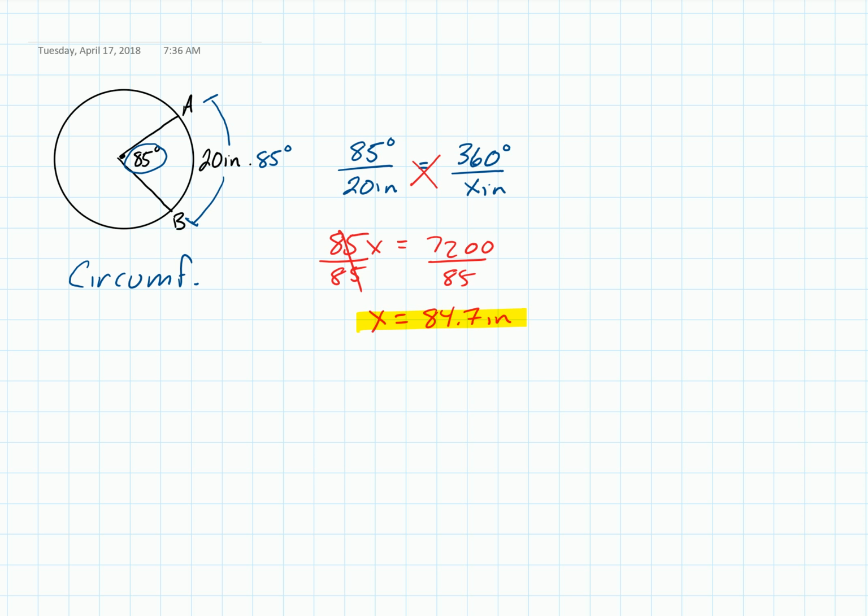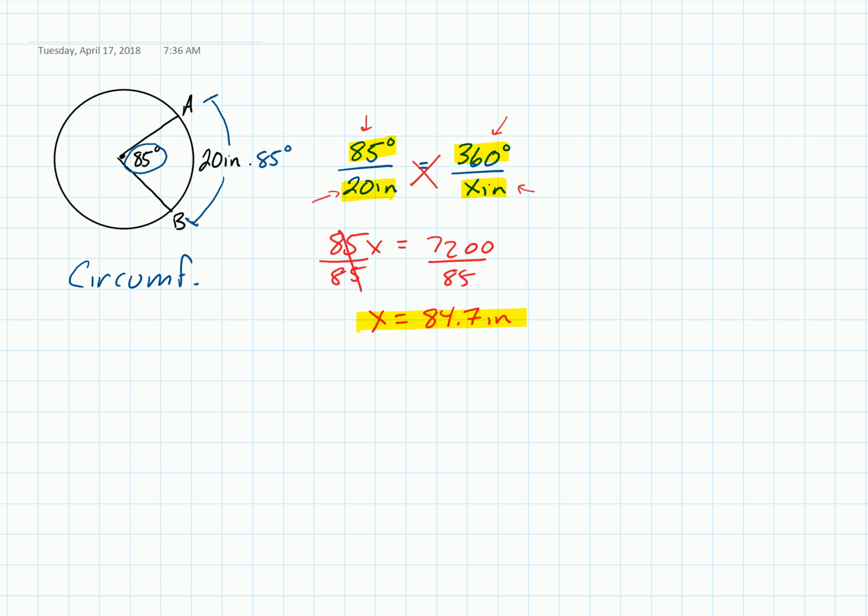Just remember, you're reading this like 85 degrees of the circle is this much, so therefore the whole circle would be how much? Now some of your problems are going to give you the circumference, and your job would be to then find, for example, the arc length. And so any one of these values can be your x. You just have to know the other three.